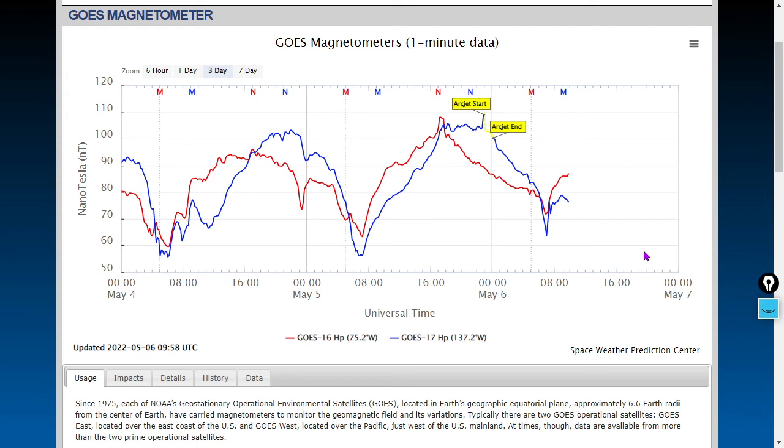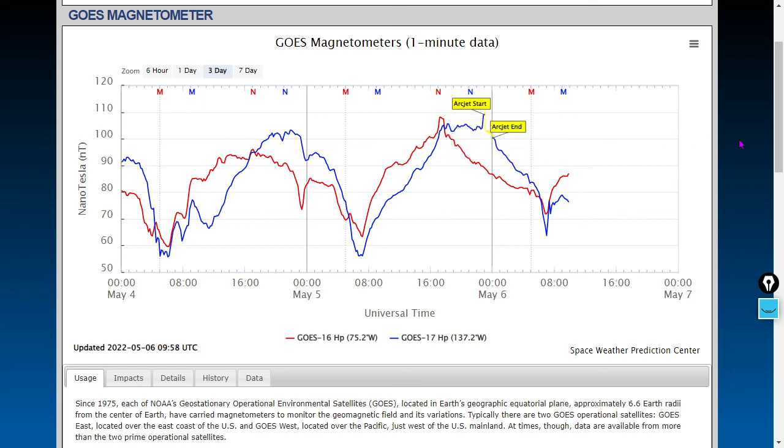And let's talk about magnetism. So here are the GOES magnetometers for the past 3 days. The GOES magnetometers are at a geosynchronous near equatorial orbit. The N's and M's stand for noon and midnight local time for the satellites. And it looks like GOES 17 had to adjust its orbit a little bit. Those arcjet moments are the turning on of the thrusters.